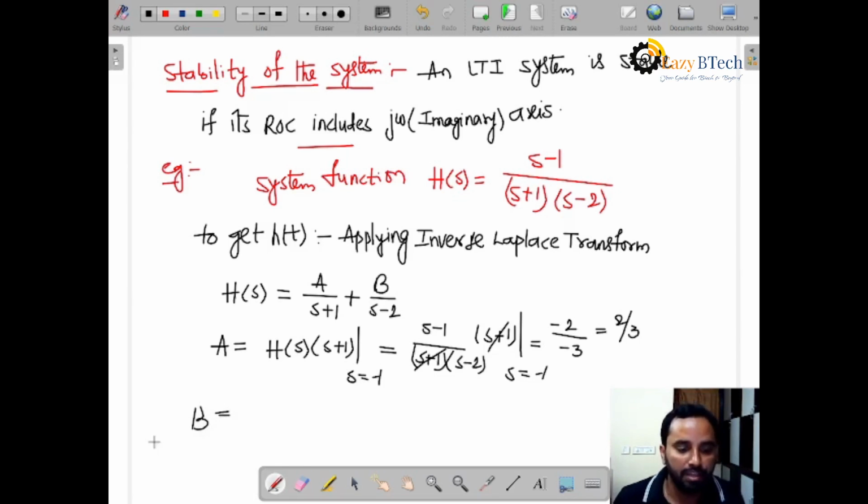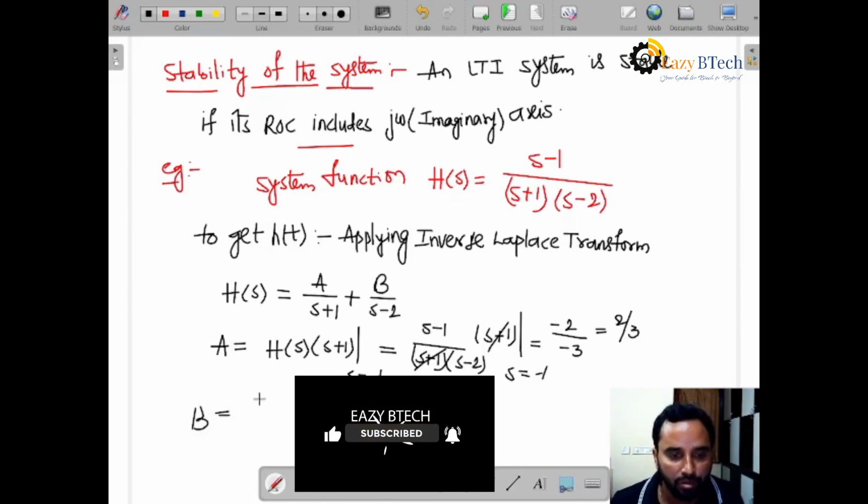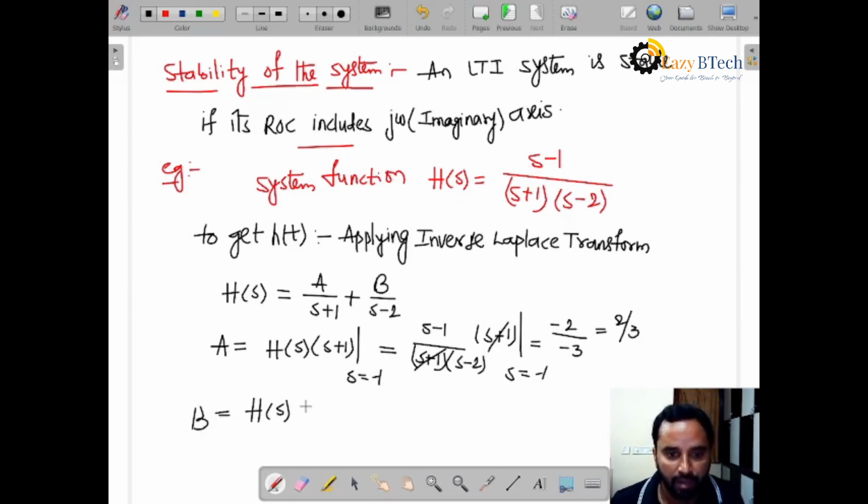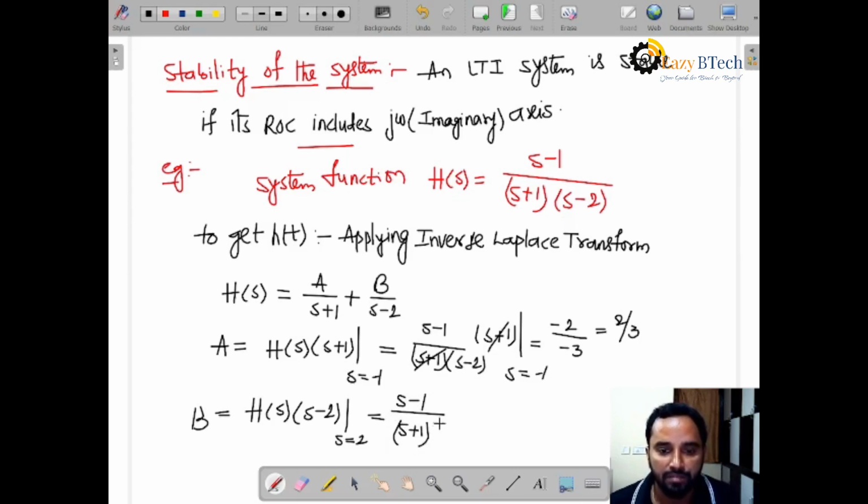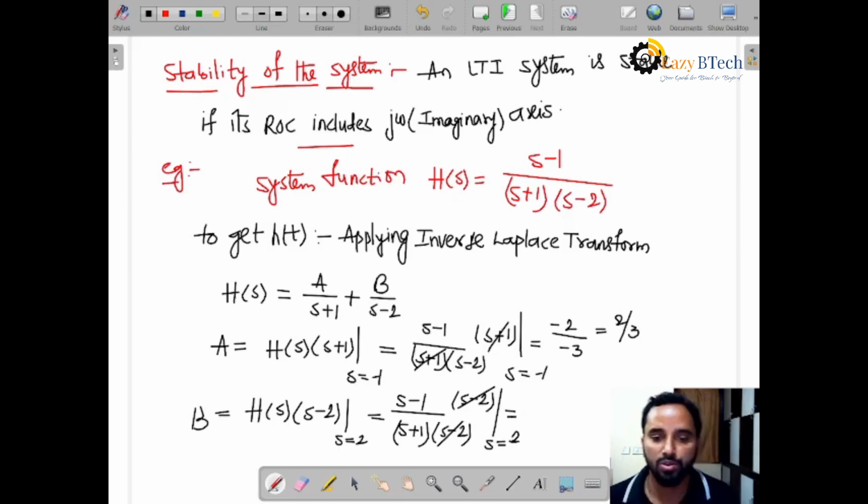And the B value we can also find. The same H of s is multiplied by s minus 2. After multiplication, substitute s equal to 2. This is the way of finding A and B values as per the mathematical procedure. So H of s, s minus 1 by s plus 1 into s minus 2, multiplied by s minus 2, and we substitute s equal to plus 2. s minus 2 and s minus 2 cancel. So 2 minus 1 is 1, by 2 plus 1, 3. So this is the B value. So A value is 2 by 3, B value is 1 by 3.